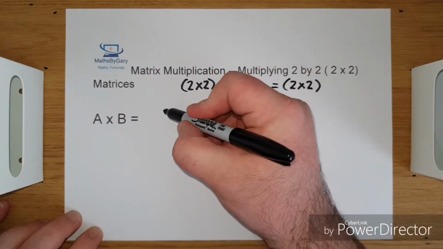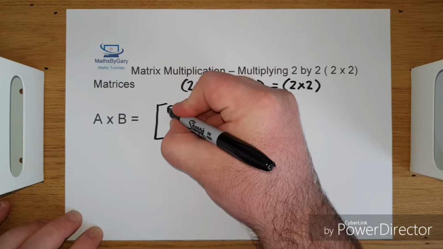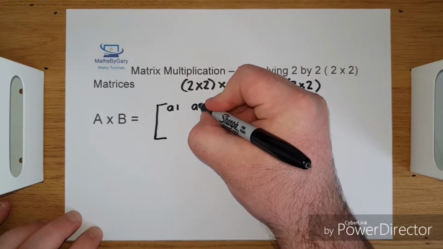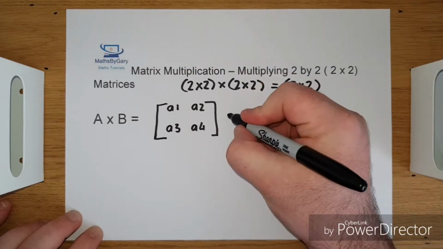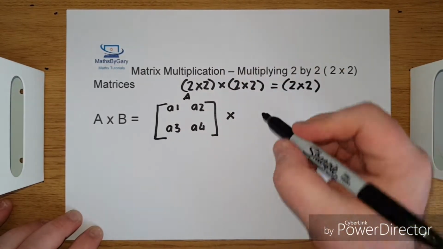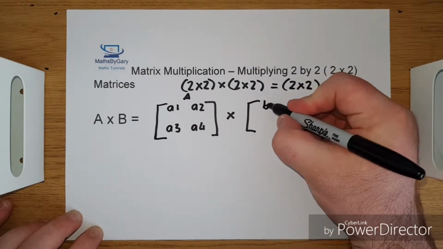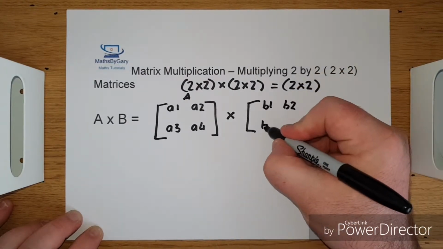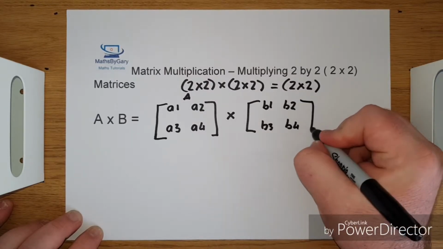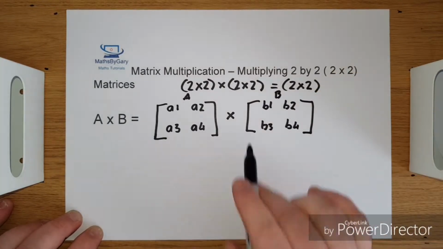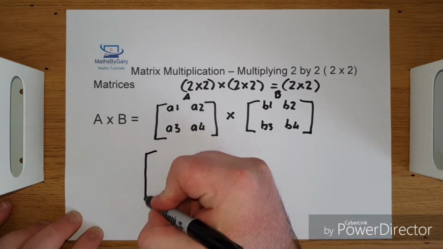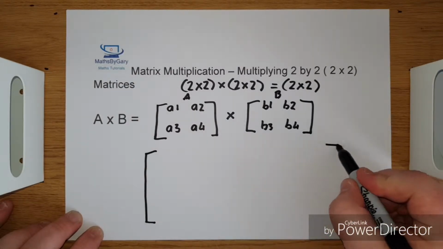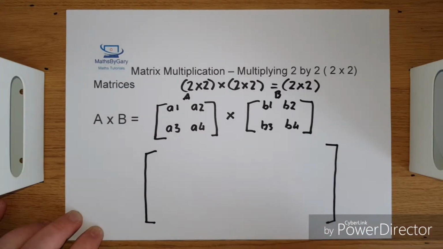So matrix A and matrix B. The first matrix we'll label A1, A2, A3 and A4, and that's going to multiply B1, B2, B3 and B4. All I've done is label the entries for matrix A and matrix B, and these are going to multiply together and generate a new matrix. I'll leave plenty of space because I'm going to show you exactly how this works, and then we'll do a worked example.